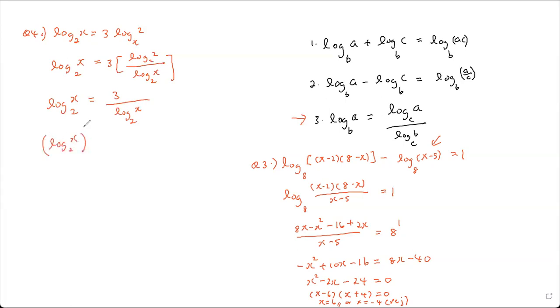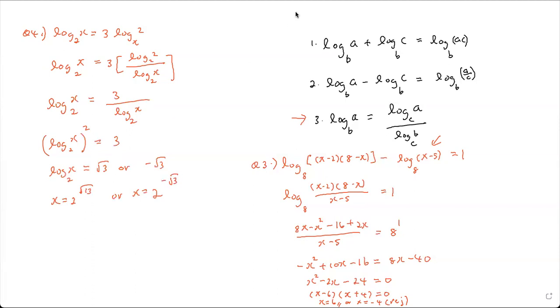Sometimes you may also want to use a substitution. For instance, you can let y be log x base 2, but that's up to you. I prefer to just do it straight away. So this is equal to 3. Log x base 2 is positive root 3 or negative root 3. So x is 2 to the power of root 13, or x is 2 to the power of negative root 3.